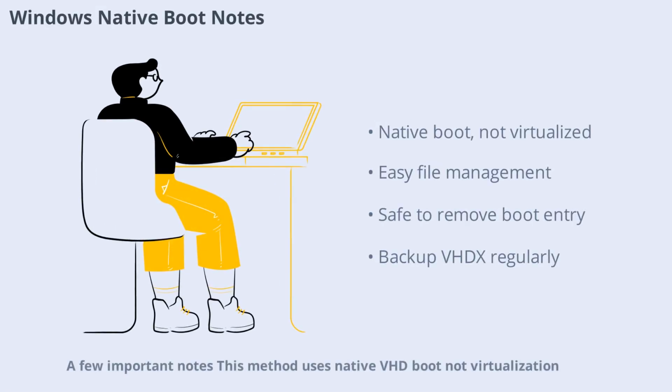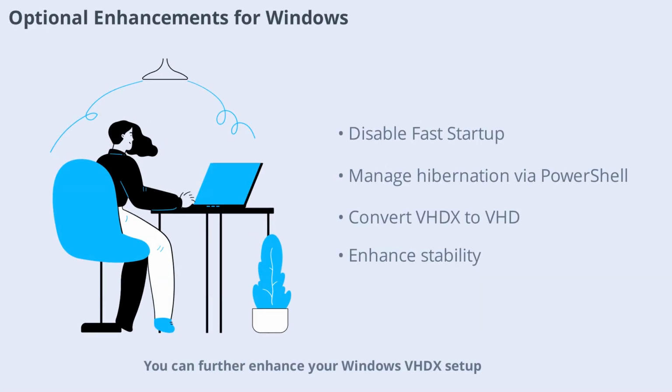A few important notes: this method uses native VHD boot, not virtualization, so you get full hardware access. You can mount or unmount the VHDX in Disk Management to copy files as needed. Deleting the EasyBCD entry won't affect your host system. Always keep a backup of your VHDX file as it contains your entire Windows installation and data. You can further enhance your Windows VHDX setup.